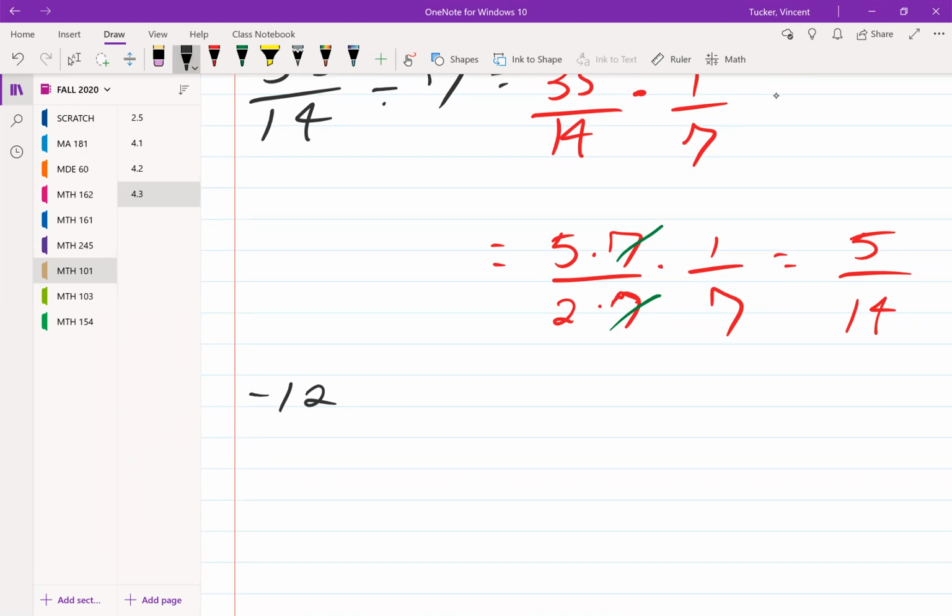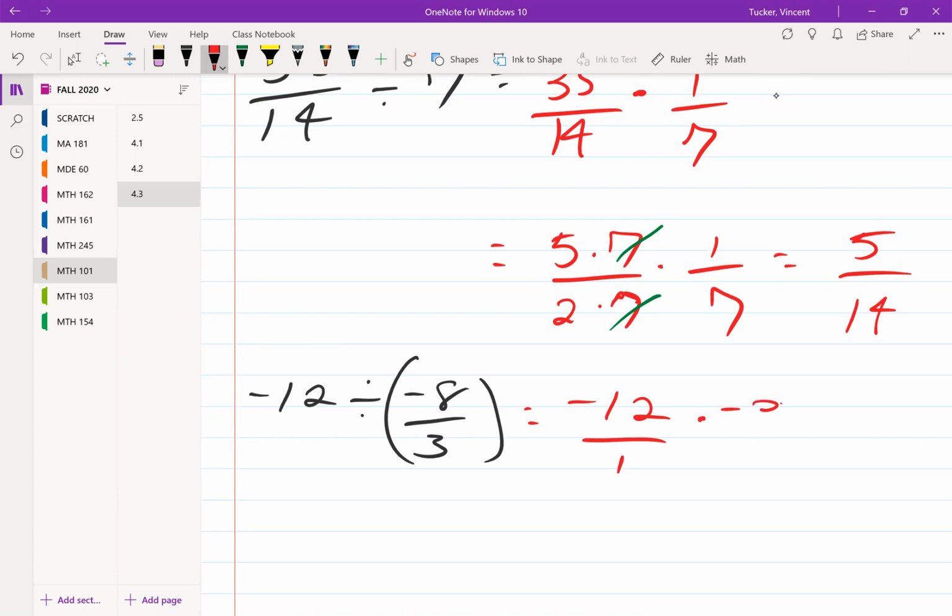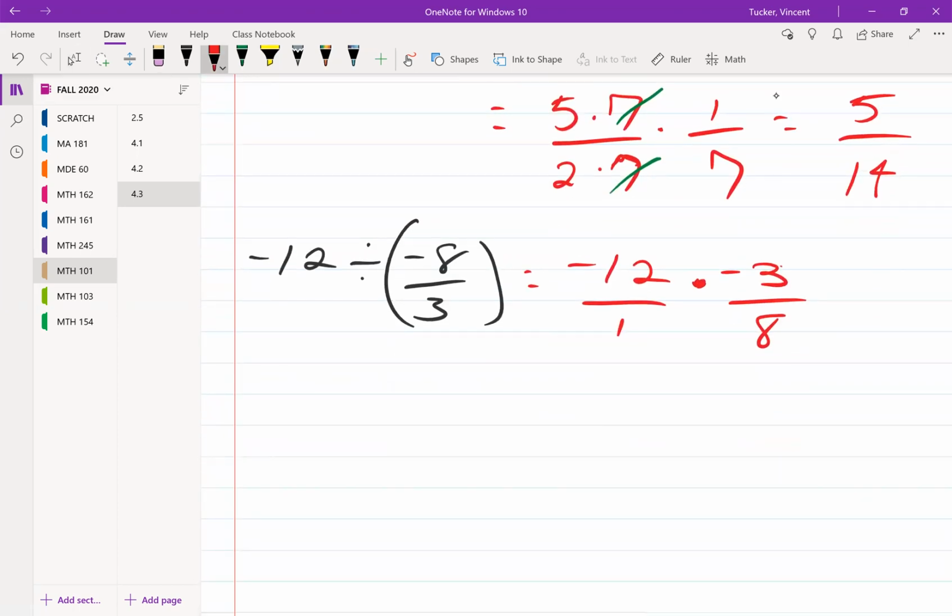All right, we'll do one more. So that's negative 12 over 1 times negative 3 over 8. Keep that same first fraction. Remember, 12 is 12 over 1. Division, change to multiplication, and then negative 8 over 3 turns to negative 3 over 8. Break them down. So 12 is 2 times 2 times 3. It's negative 3 over 2 times 2 times 2.